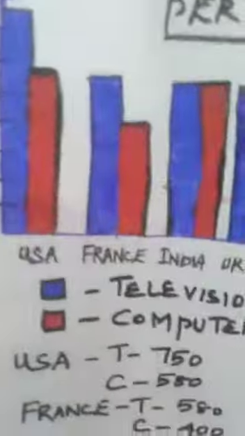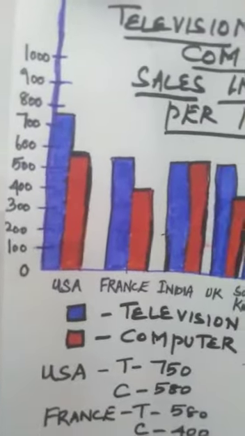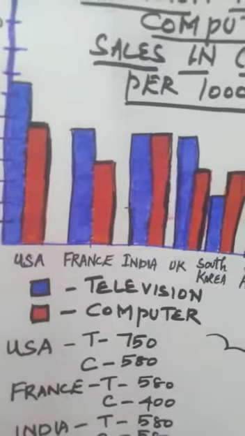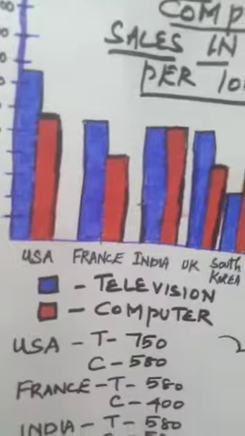Right. Now I am going to show you how I am going to write the statement. First, when you take this, how are we going to write? I have taken the first one. I compare the USA in both angles, that is, I take television as well as computer. So how many television buyers are there? 750.